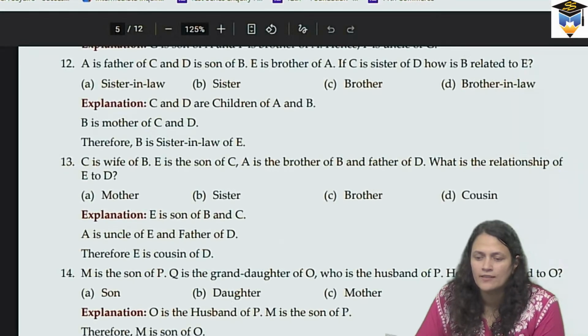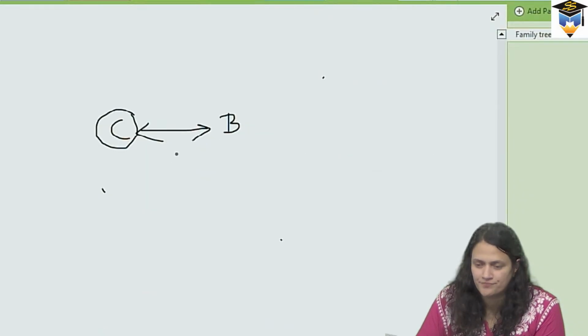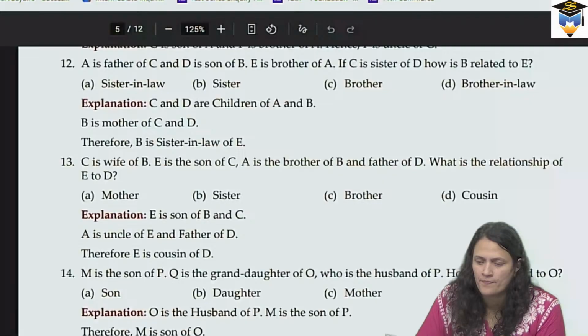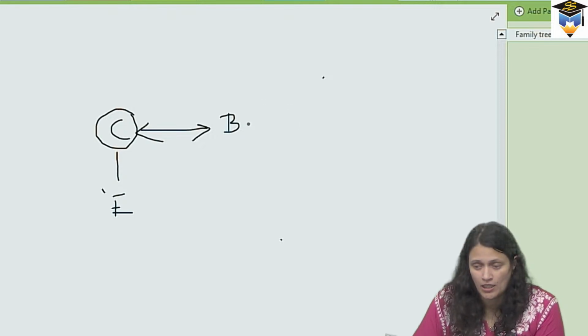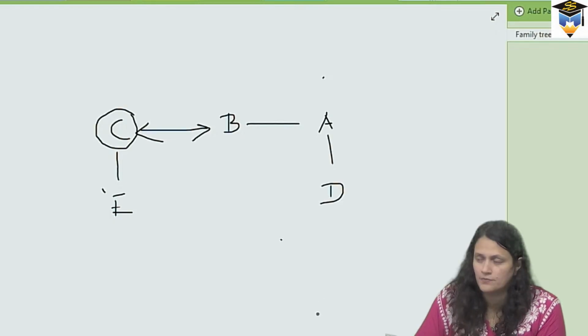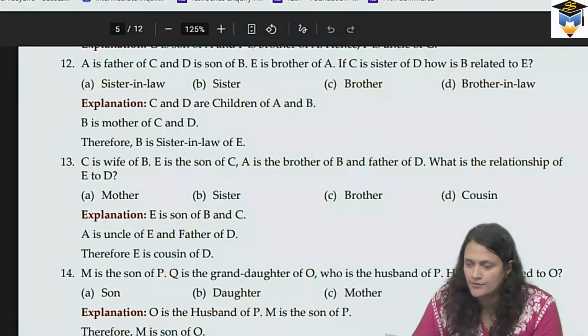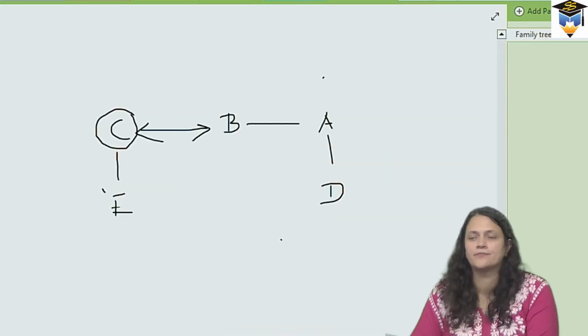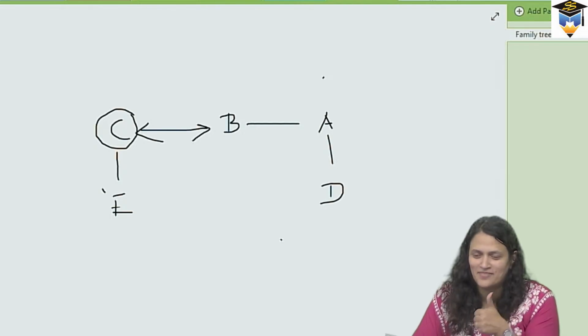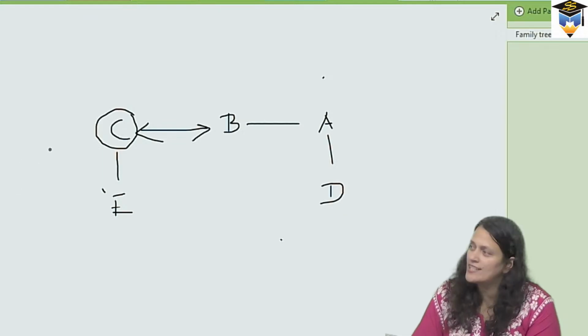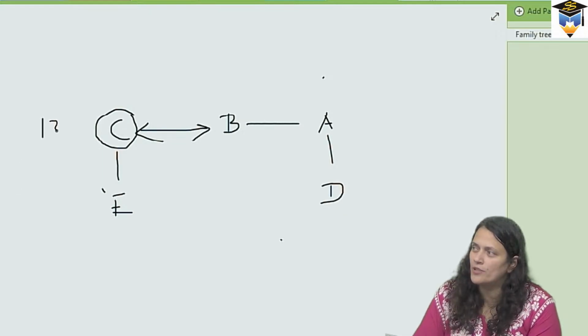Now, E is the son of C. And A is the brother of B and father of D. So A is the brother of B and father of D. And what is the relationship between E and D? Cousins. Correct. Perfect. Good. This is sum number 13 from the module.